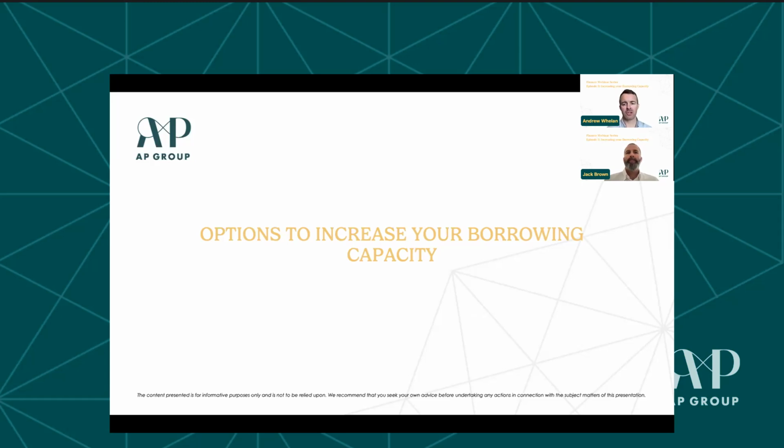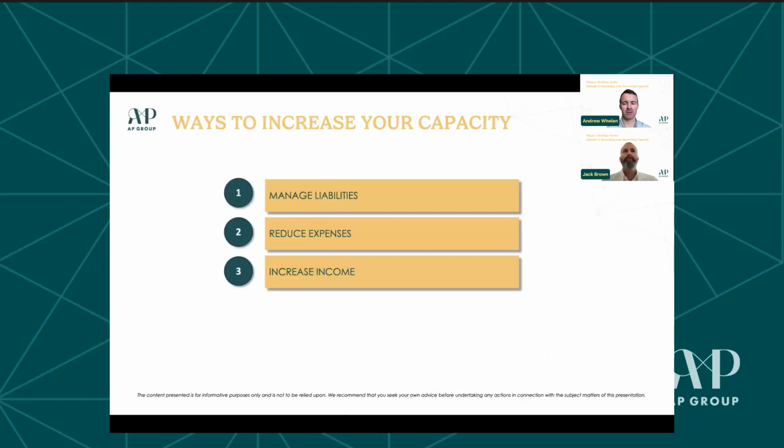Brilliant. So I mentioned that that formula is really money coming in and then money going out. So when we talk about ways to increase your capacity, there's three things that we'll have a look at today. The first of those is the impact of liabilities. The second is the impact on capacity of reducing living expenses. And then finally, an option that's not necessarily available to everybody, but to understand the relativities, what increased income will do to borrowing capacity as well.